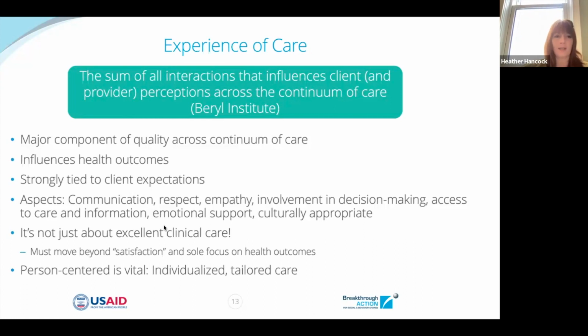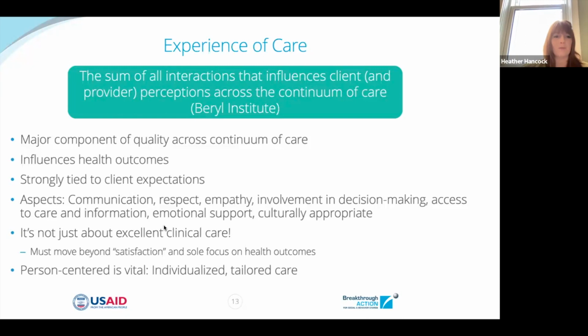We also find that client experience is strongly tied to client expectations. So what do they expect to receive from care? And were those expectations positively realized? And this is beyond just a clinical outcome or their health status at the end. This is really thinking about their experience.